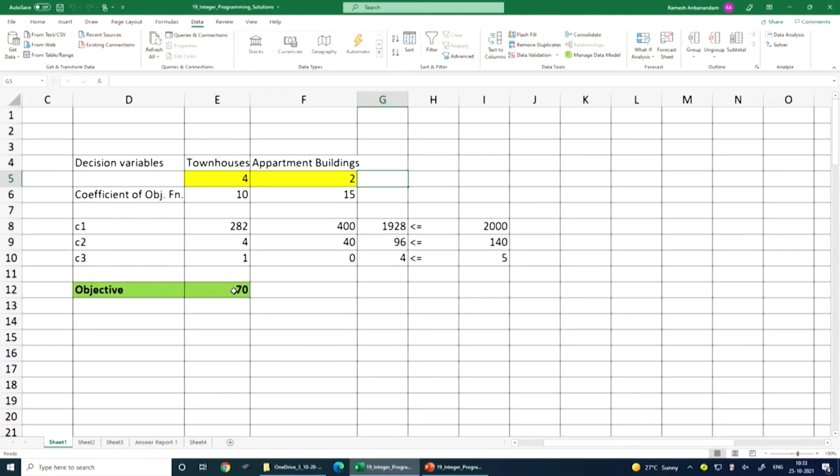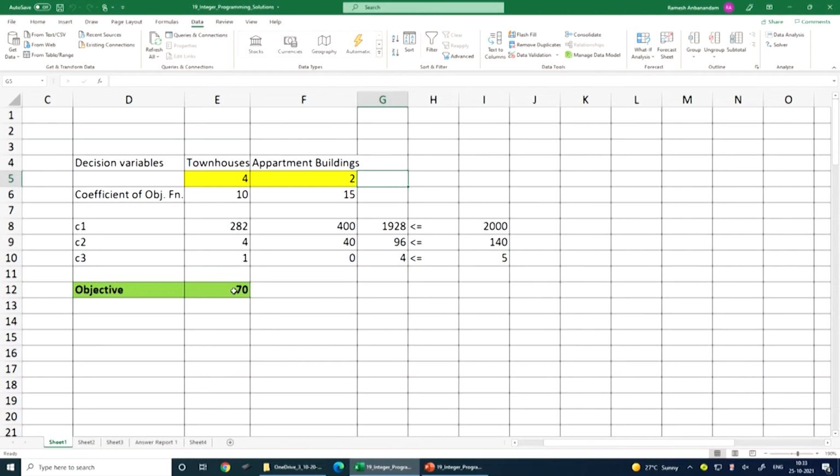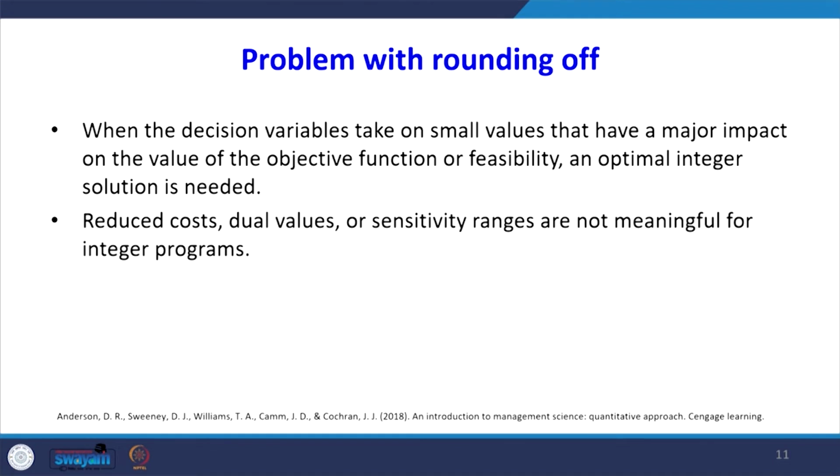A very important point: previously we got fractions, and you should not round them off. Rounding may make the solution infeasible. The rounding of the solution to make it an integer is not recommended. The problem with rounding off is that when the decision variables take on small values that have a major impact on the value of the objective function or feasibility, an optimal integer solution is needed. When you round it off, it will not change proportionally and it can become infeasible also.